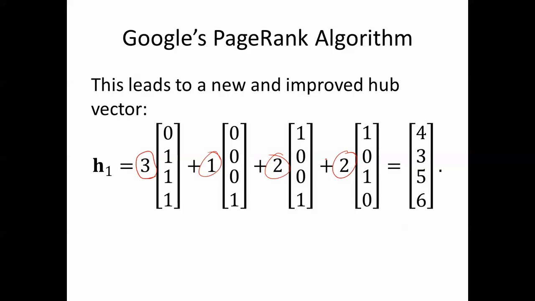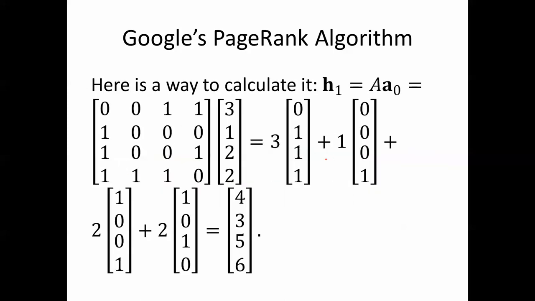And notice, in this case, and actually, here's the way you can calculate it. This is our matrix A, and this is our A0, so it's just a matter of multiplying A and A0. And we end up with 4, 3, 5, 6.